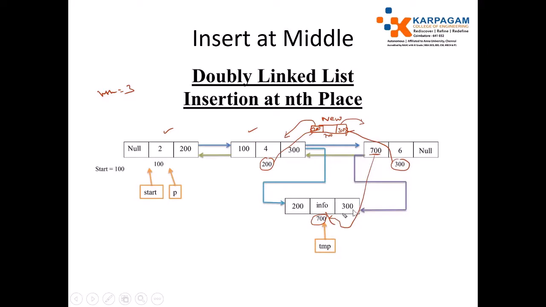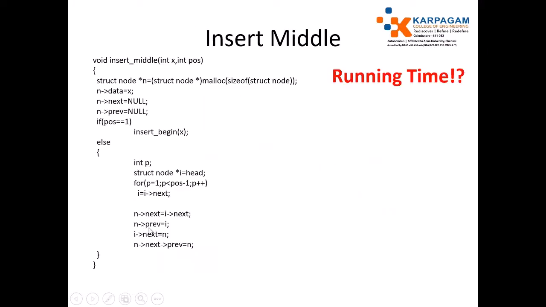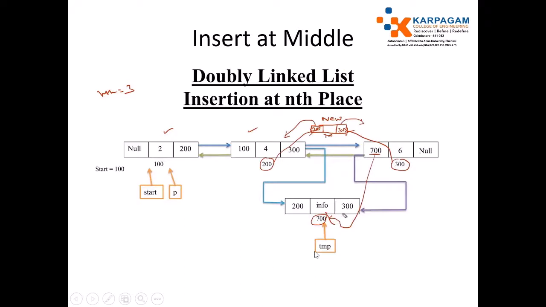Next, new node of previous equal to i. Here new node of previous is initially null. Now i is set to 200. 200 is available in the variable called i. So new node of previous equal to i. This is the second process. First process, new node of next. Second process, new node of previous.